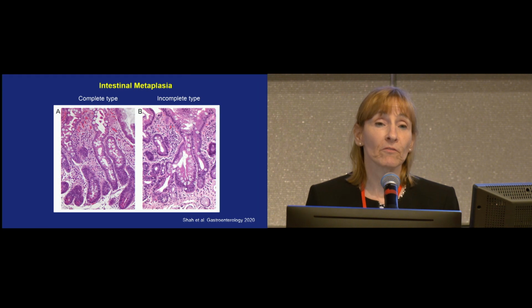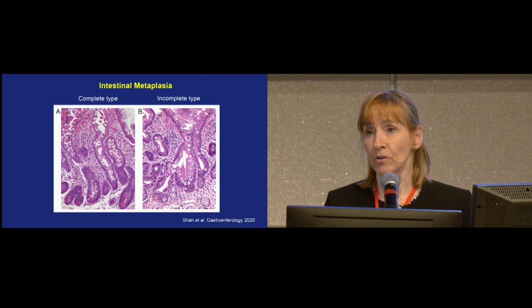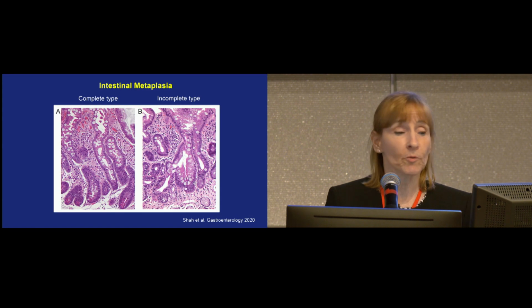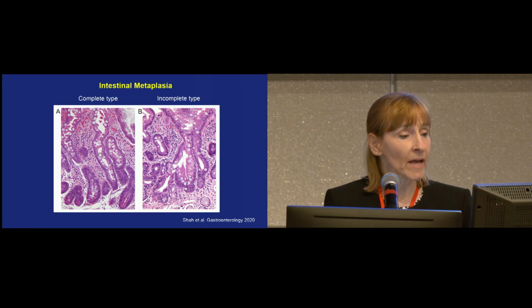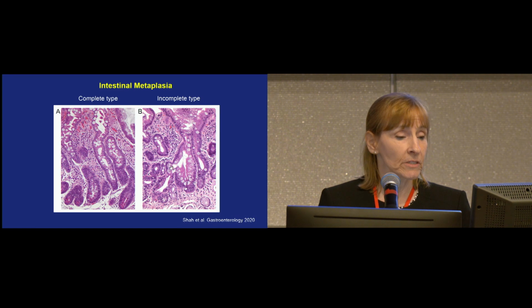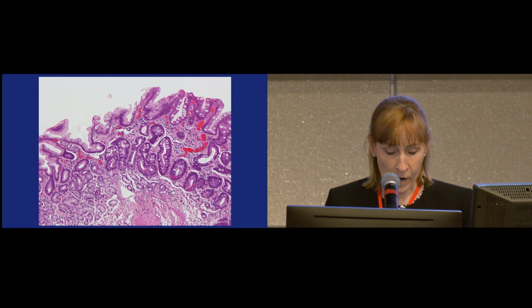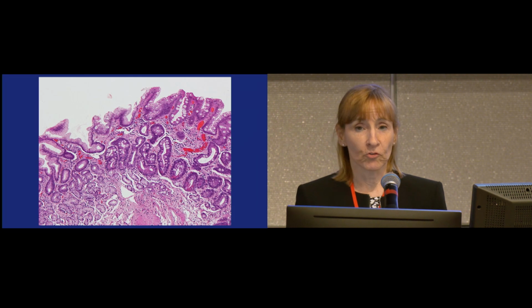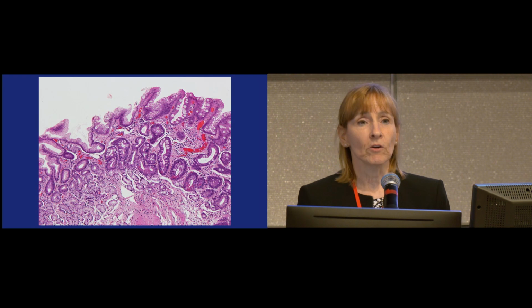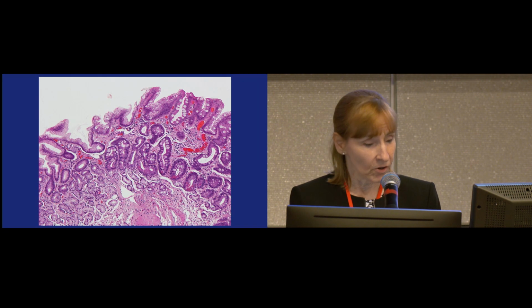This is another example of complete and incomplete, with lower magnification, and this is to show the architecture of the crypts, because this is important also for the classification. In the complete type, usually you see these straight or slightly curved crypts, while in the incomplete, you can see irregular glands, even branching, like in this case. I wanted to show you this because it is not always complete or incomplete. Most of the times when you see incomplete, it's a mixture of both.